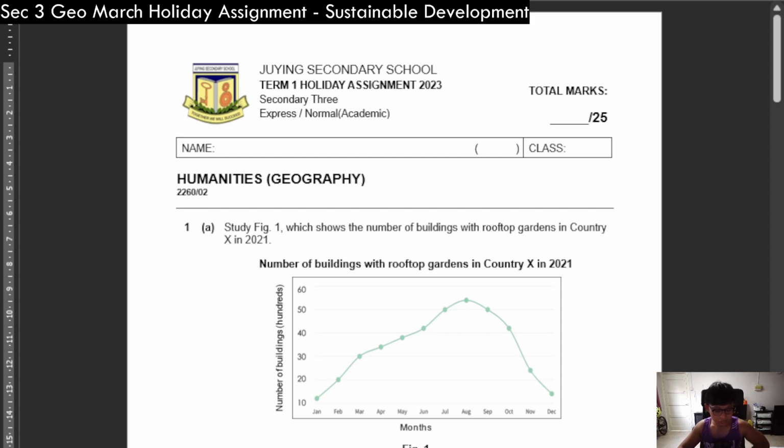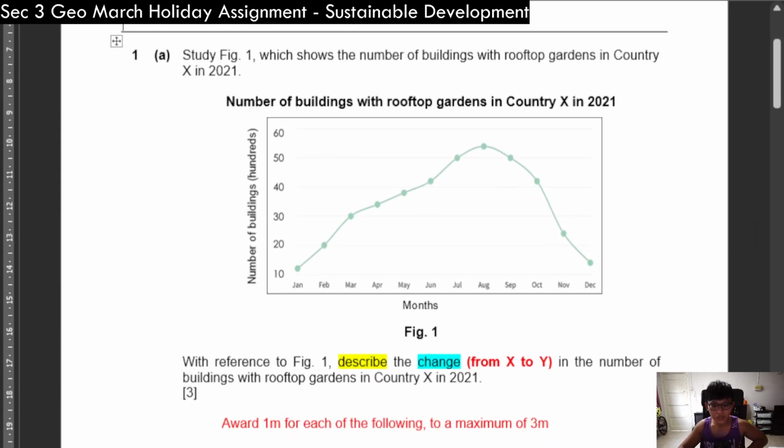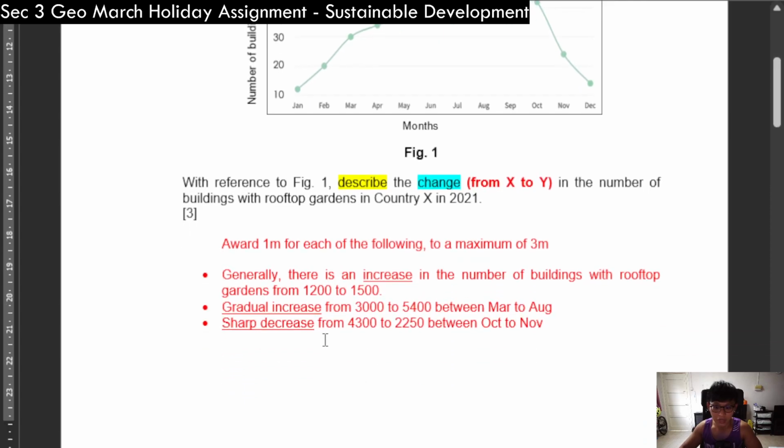Okay, so whenever we look at a geography question, things to note is that you must always annotate the question. Alright, you need to highlight the command word as well as the question focus and the mark allocation. So this will help you to score the most amount of marks possible.